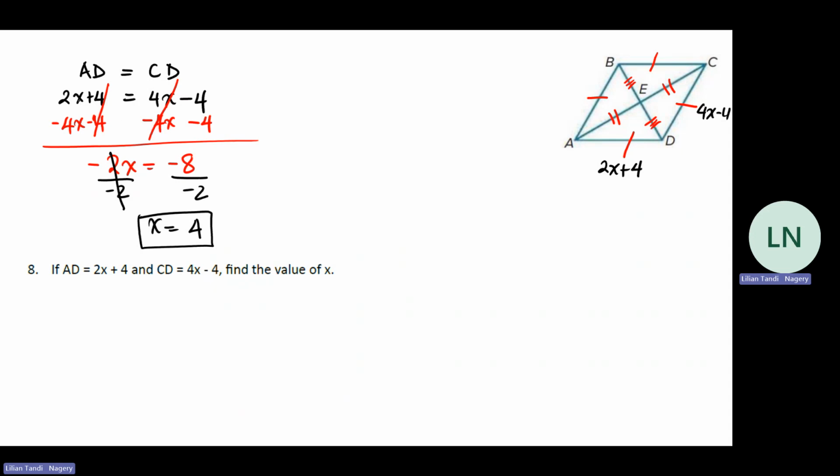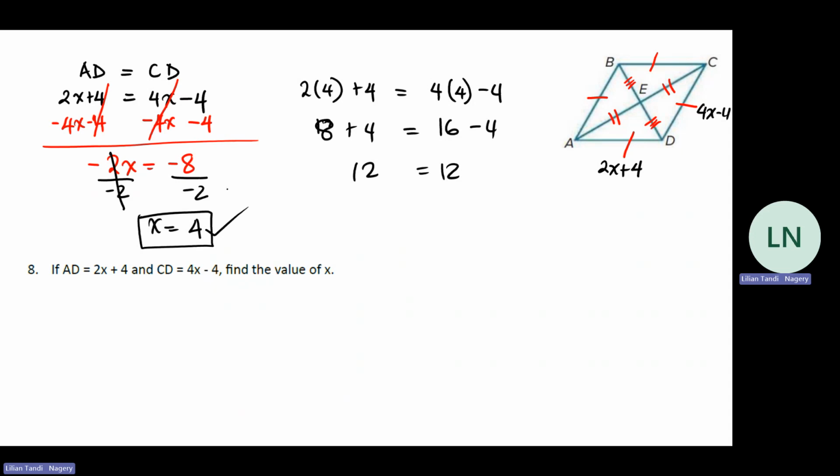If you put this back here, this is 2 times 4 plus 4, which should equal 4 times 4 minus 4. This is 8 plus 4, which is 12. Then 16 minus 4, which is 12. So that's how you know your answer is correct.